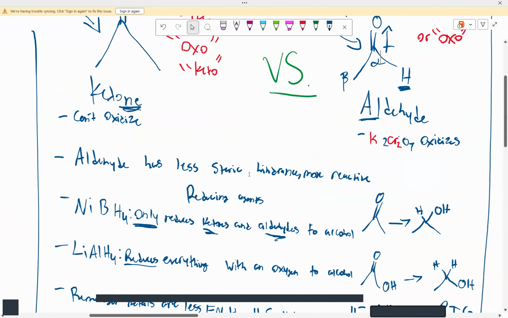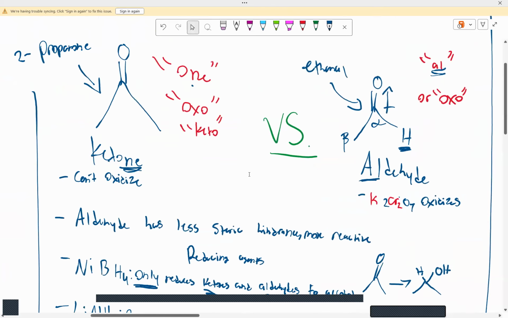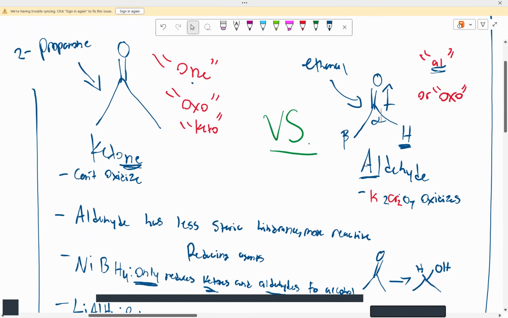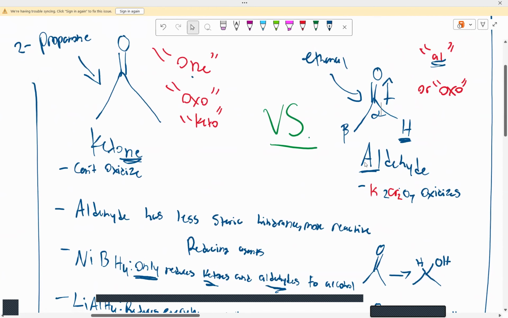Aldehydes are more reactive than ketones because they have less steric hindrance, right? The ketone has 2 R groups, whereas the aldehyde only has 1 group. So it's easier for reagents to get into the aldehyde's business.